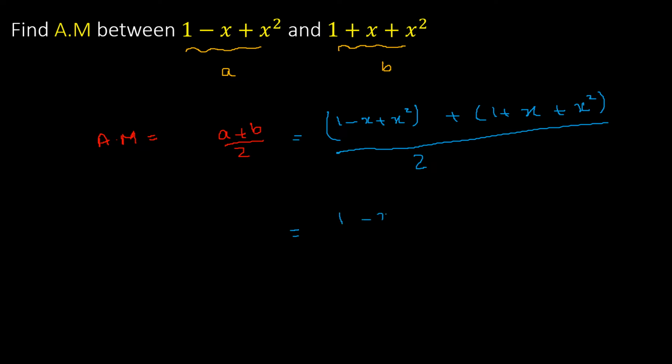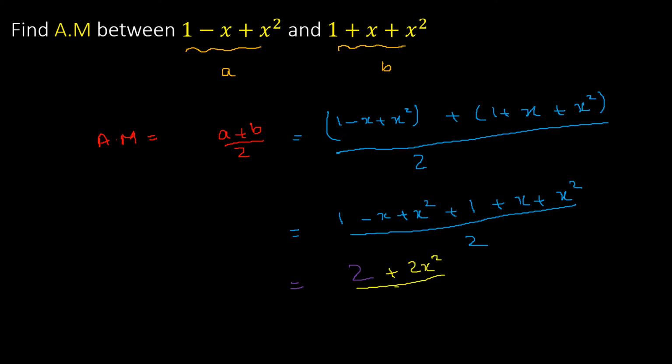We get 1 minus x plus x square plus 1 plus x square, over 2, and what does it give? 1 plus 1 equals 2, and minus x plus x will be cancelled out, and this will be x square plus x square, which is again 2x square, over 2. By simplifying it will be 2 into (1 plus x square) over 2, which gives 1 plus x square.